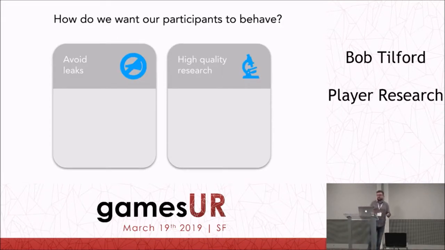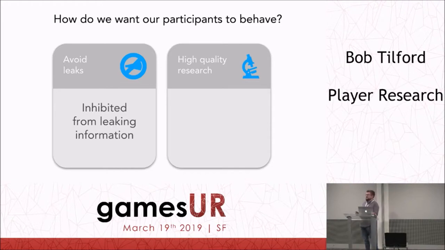What kind of behaviors are desirable? Well, when it comes to avoiding leaks, we simply want our participants to feel disinclined to or inhibited from leaking information. And when it comes to high quality research, the first thing I'd argue is that we want our participants to behave in a naturalistic, representative way. We want our results to have ecological validity, not just representing the specific conditions of the lab.